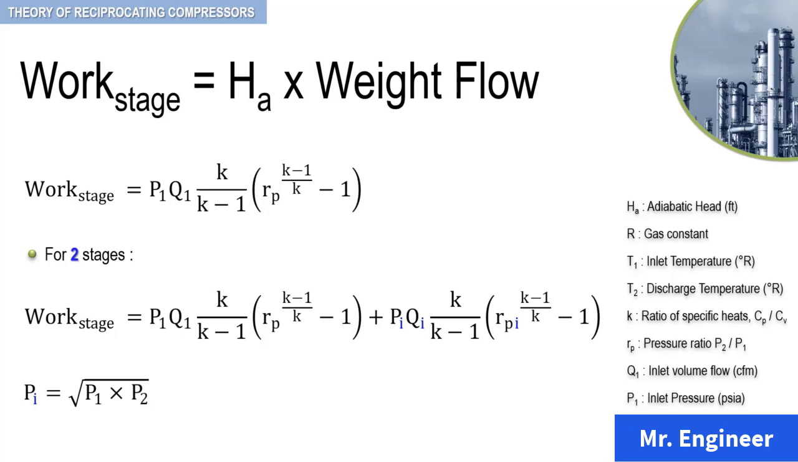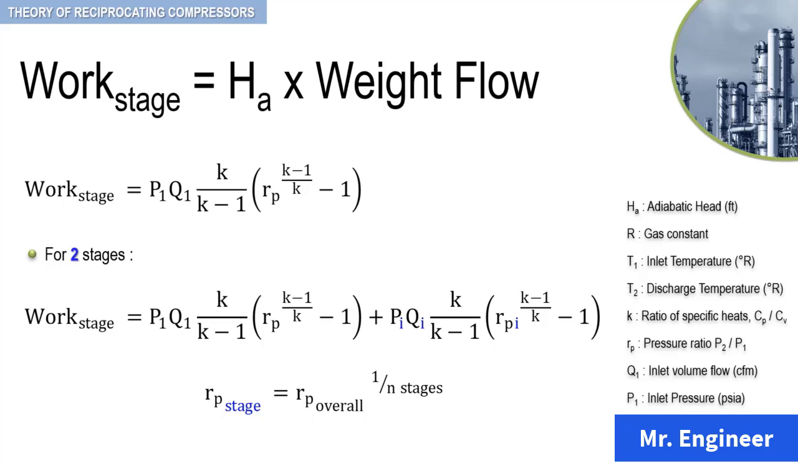Manipulating this equation gives the following. And now, substituting the term Rp for the pressure ratio, the following results. This last equation can be generalized for optimum work division by dividing the pressure ratio into a set of balanced values, as you can see here.